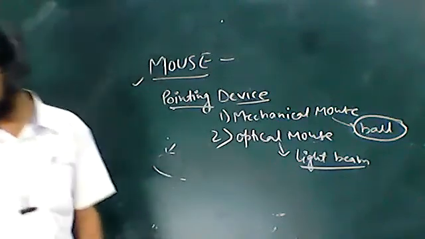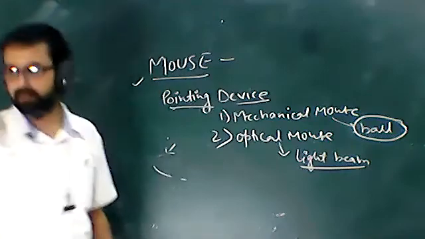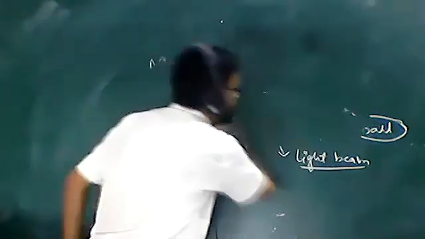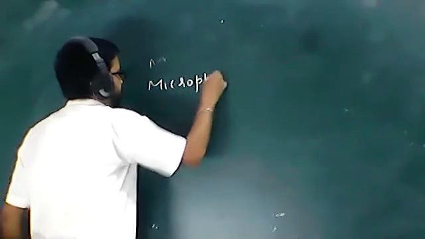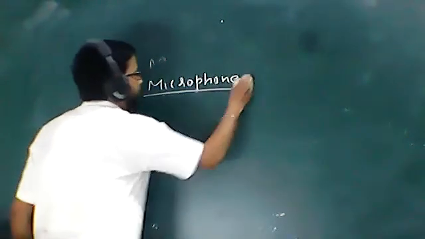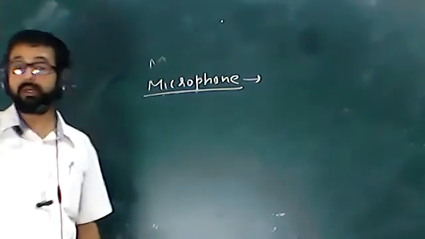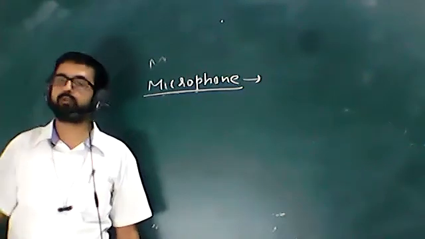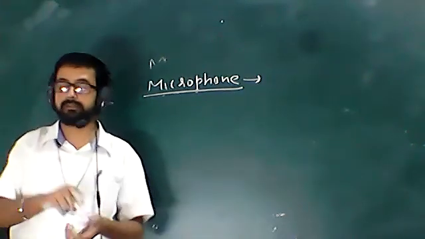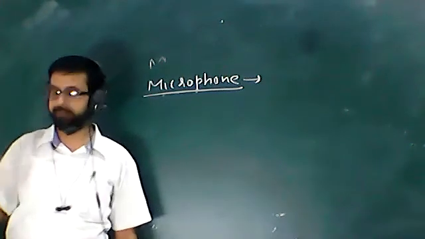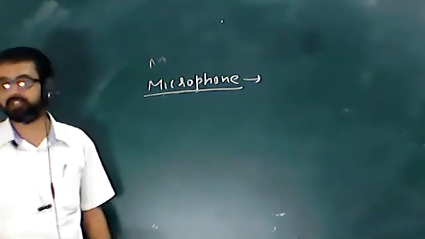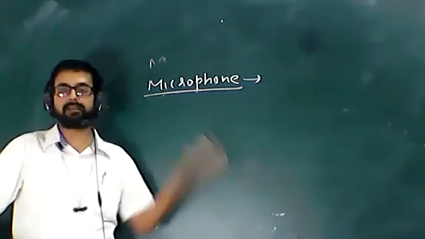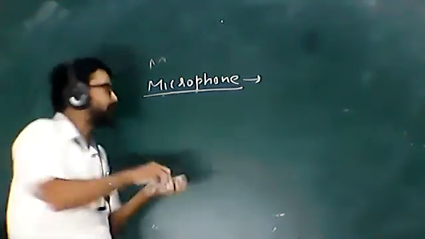Let's move to the mic. Next topic is your microphone. Microphone is also a type of input device that is used to give instructions as sound to the computer system. If you want to give sound as an input to the computer system, for that we need an input device. That device is known as what? Microphone. In short, it is known as mic.